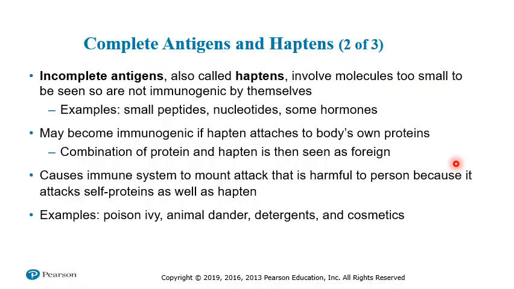They may become immunogenic if haptens attach to our own body protein, as I was explaining. The combination of a protein and a hapten is then seen as foreign, and then you're going to be developing an immunogenic reaction to it. It causes the immune system to mount an attack that is harmful to the person because it may attack a self protein as well as the hapten itself. So it can cause an autoimmune response because you're attacking your own protein that is attached already to the hapten. Examples of this would be allergies to poison ivy, to danders of animals, detergents, cosmetics, grass cuttings, pollen.